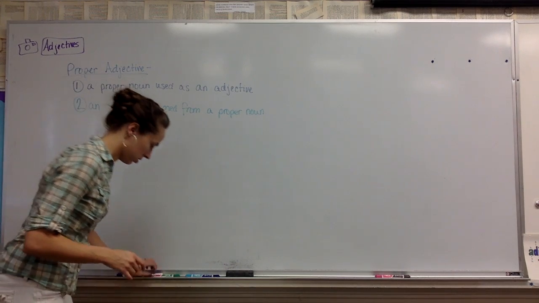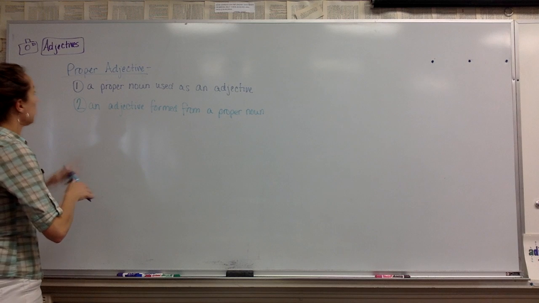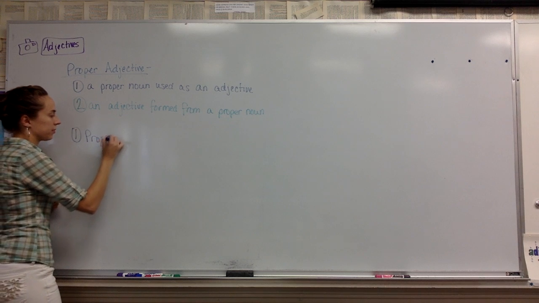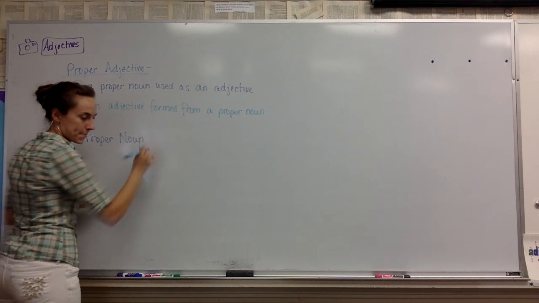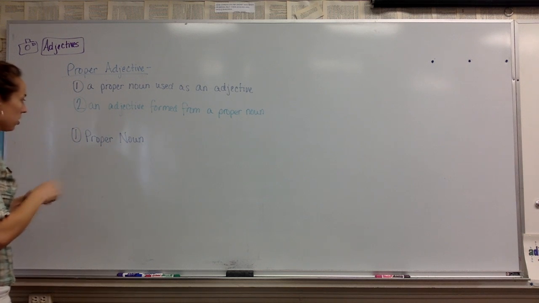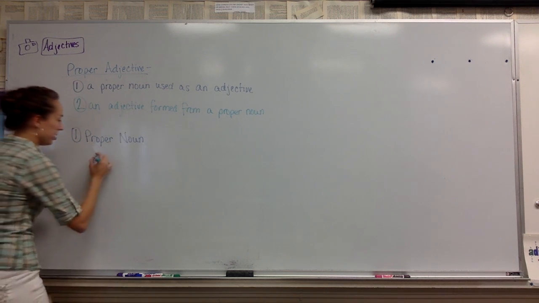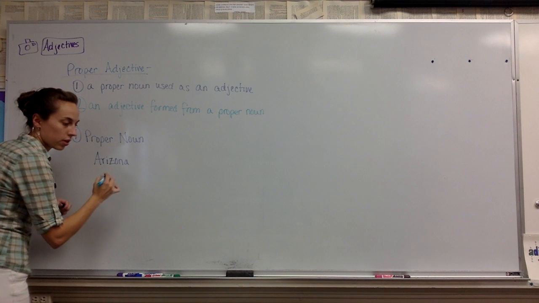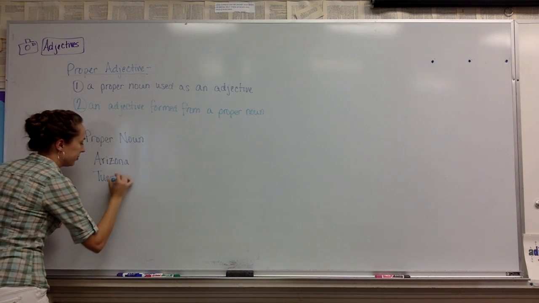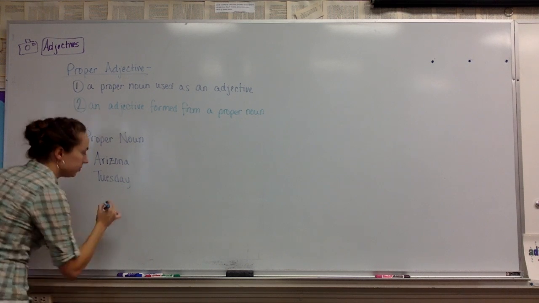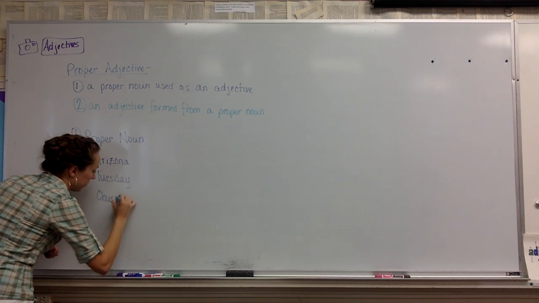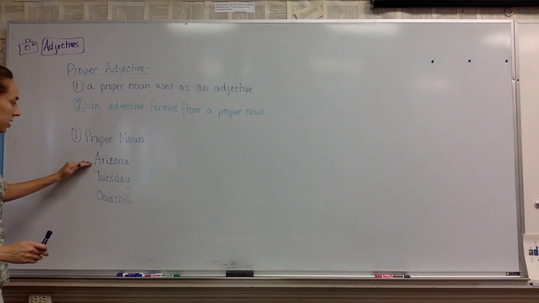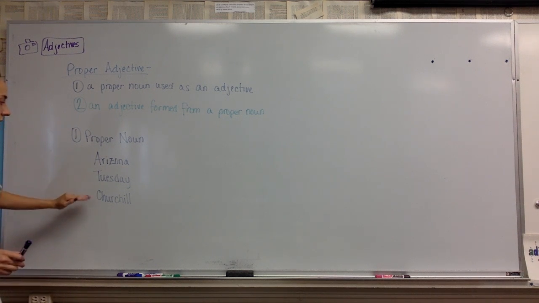Our first one is going with this one. So, proper noun. Our proper nouns are going to be Arizona, Tuesday, and Churchill. Those are all proper nouns. It's a specific place, a specific day, and a specific person.